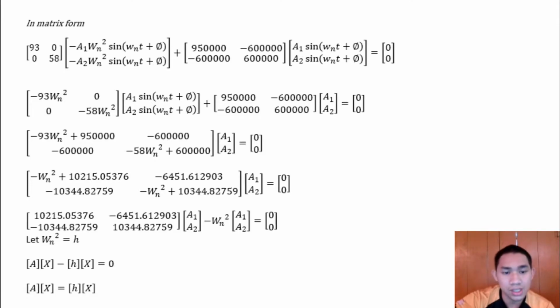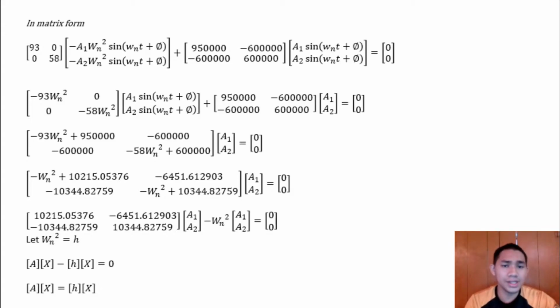The validation method that we are using, as you can see here, uses general matrices for the spring constant in a spring-mass system. The first two matrices are the mass matrices, and the last two are the stiffness matrices. Since we are from group 7, mass 1 is equal to 93 and mass 2 is equal to 58. The values of a1 wn square sin wnt plus psi and a2 wn square sin wnt plus psi come from x, where we assume x is equal to a1 sin wnt plus psi. We differentiate two times to get the value.